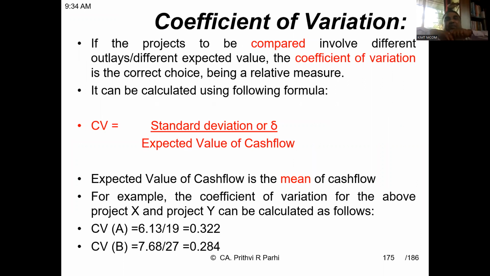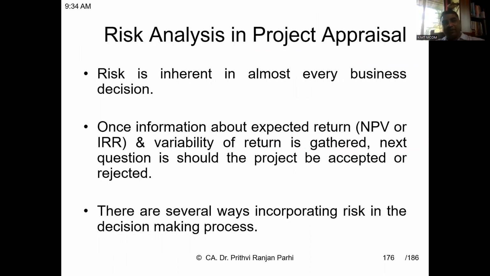Now there is a relative comparison of risk also, which is called the coefficient of variation. Let us say there are 2, 3 projects or multiple projects and you want to do a relative comparison. Then you can compute the coefficient of variation. That is standard deviation divided by the expected value of cash flows. By doing this, you'll be able to compute the coefficient of variation, which can be used as a comparison of the risks involved in different projects.